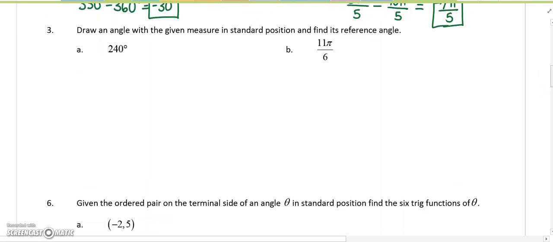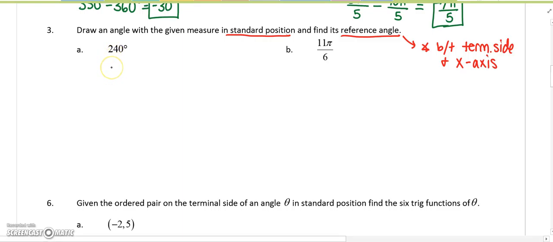Alright, number 3. Number 3 is draw an angle with the given measure in standard position, and then find its reference angle. Alright, standard position means with an initial side and a terminal side and an arrow connecting them. So we'll see what that means when we do it. And a reference angle, remember, that's the angle between the terminal side, which is the side sticking out, and the x-axis. So let's try these.